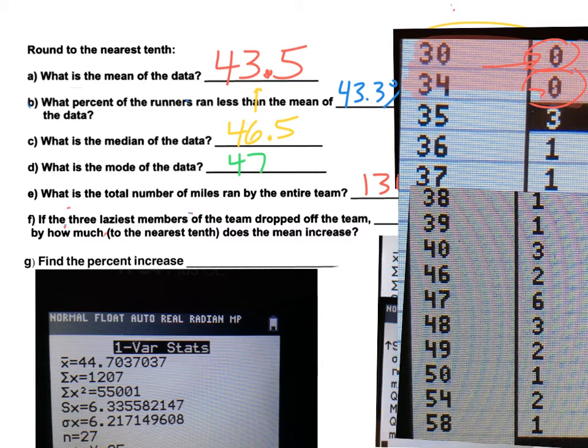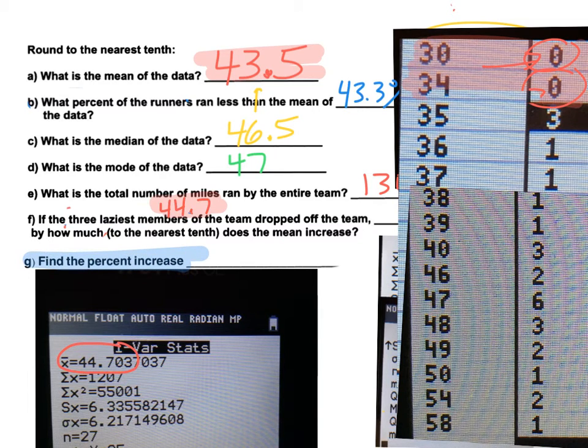So here it looks like when I do this, the new average turns out to be 44.7. So the average increased from 43.5 to 44.7. Lastly, we have to find the percent increase.